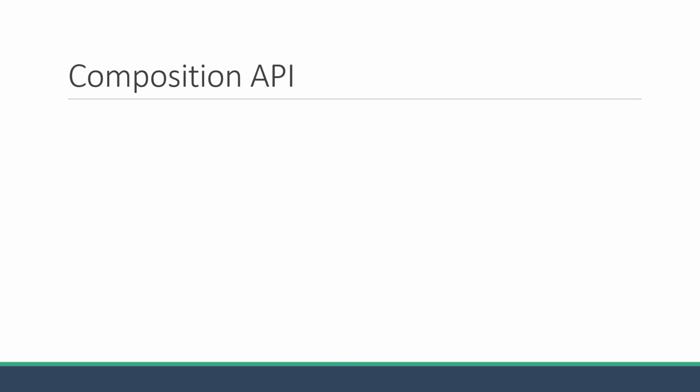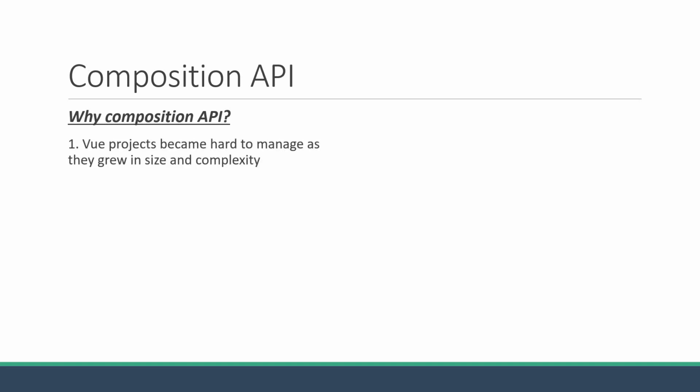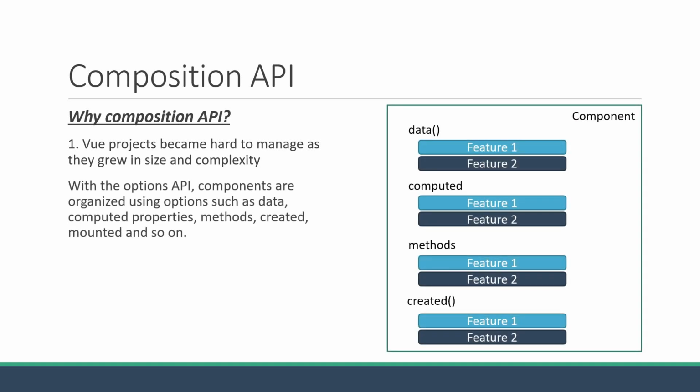Let's now understand why there was a need for it, or why there was a need for another way to build components in Vue. Now, there were two main reasons. The first one is that Vue projects became hard to manage as they grew in size and complexity. With the Options API, components are organized using options such as data, computed properties, methods, created, mounted, and so on.